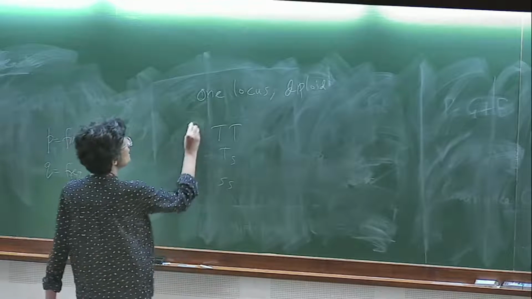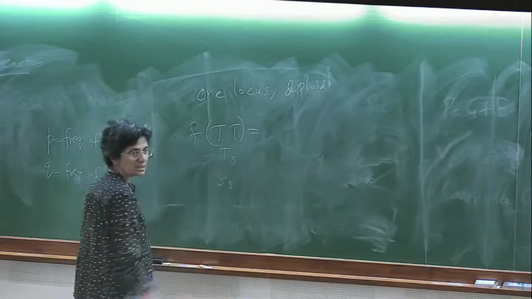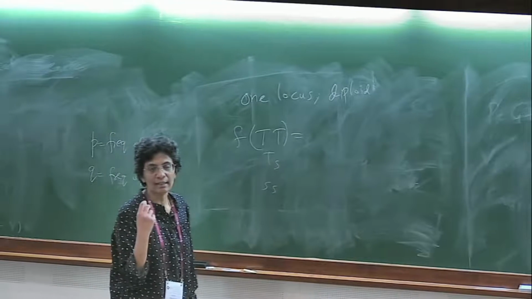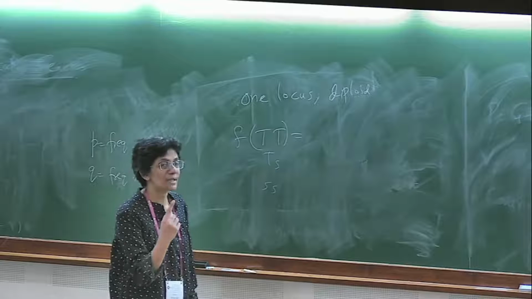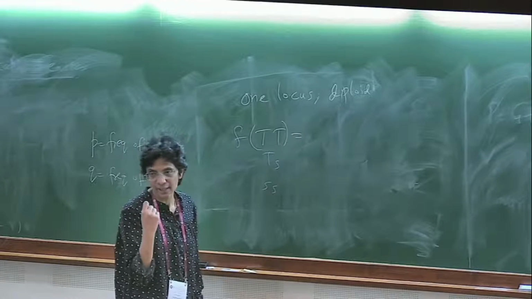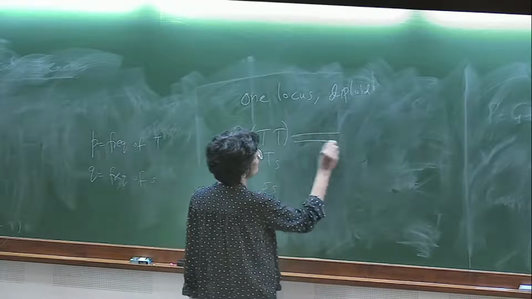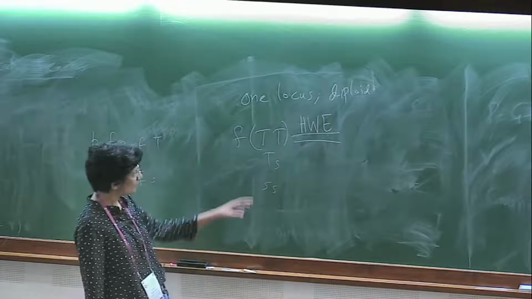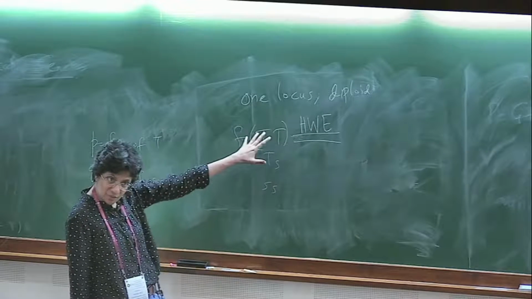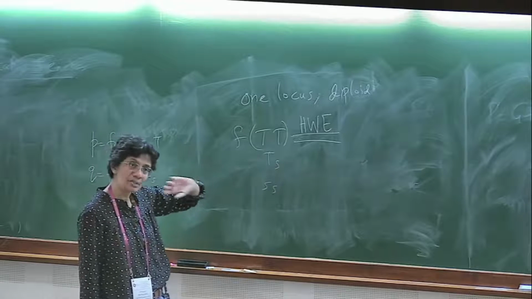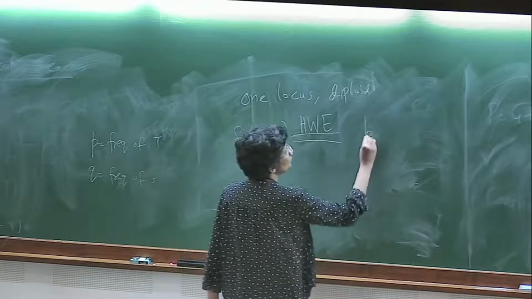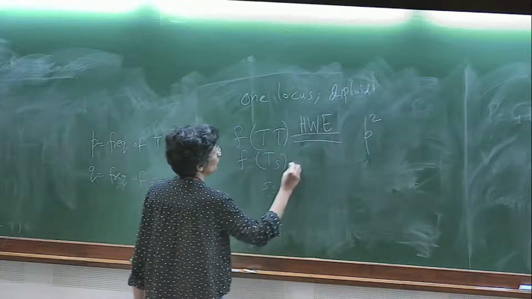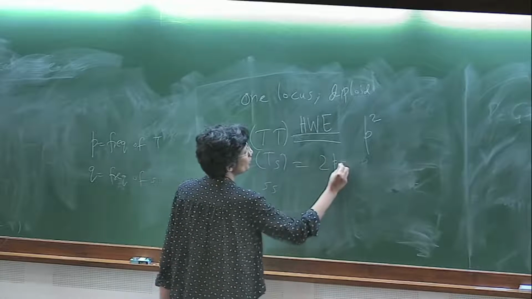So then the frequency of TT is, we did not discuss unfortunately, P square, but it assumes something called Hardy-Weinberg equilibrium. We did not get a chance to discuss that. Under Hardy-Weinberg equilibrium, the frequency of the genotype is a product of the frequencies of each allele. So this is 2PQ, because ST or TS.